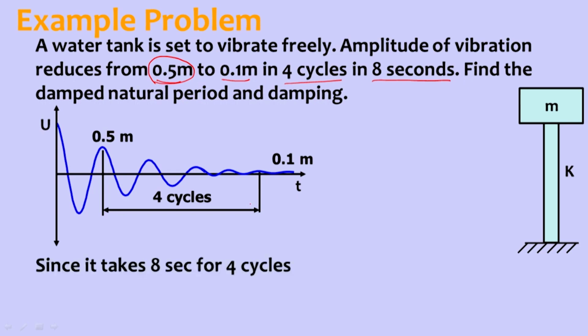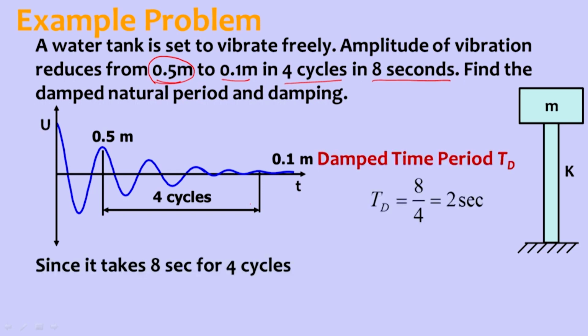So if I calculate the damped natural period, which is 8 seconds for 4 cycles, that is 2 seconds. The time taken for one cycle is 2 seconds. And we need to find out now the damping. So how can we find out the damping?